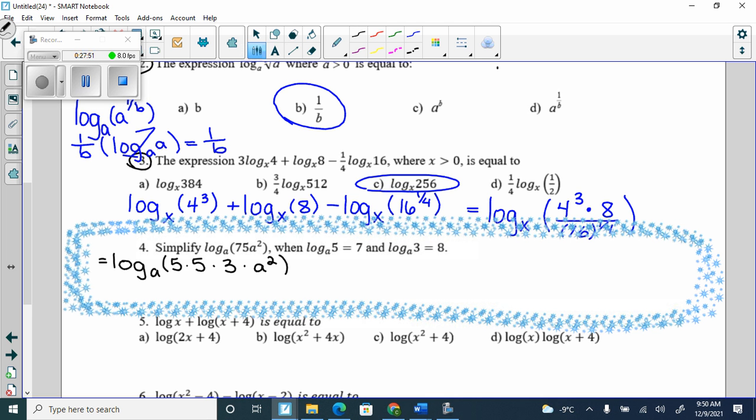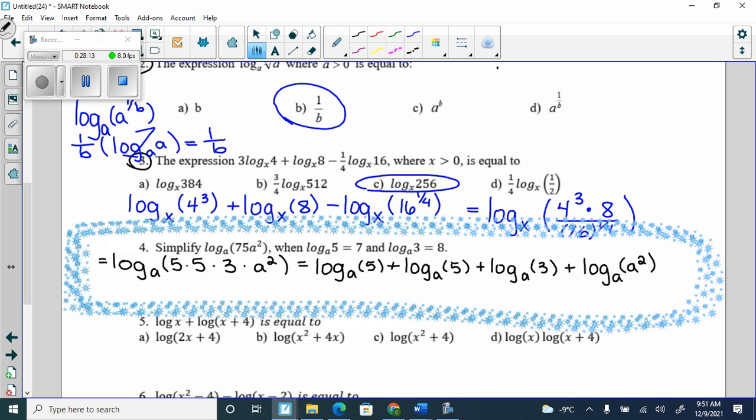So we know that when we have multiplications, we can separate them out by addition. So we can go log base a of 5 plus log base a of 5 plus log base a of 3 plus log base a of a squared.